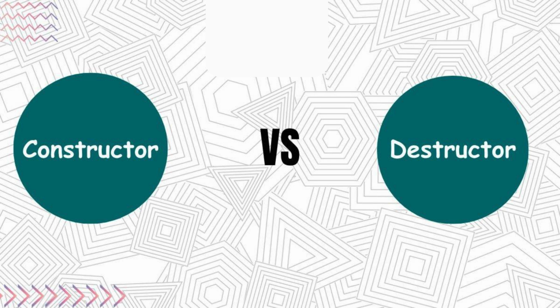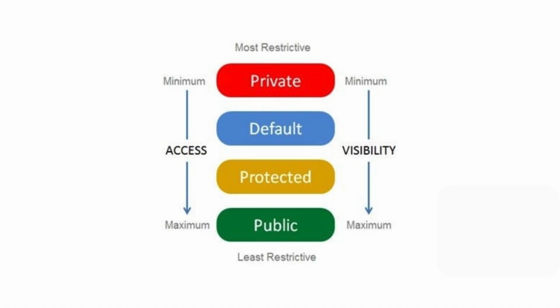Together, constructor and destructor help manage the creation and destruction of objects, ensuring that resources are allocated and released appropriately, contributing to efficient and reliable software systems. So, access modifiers.